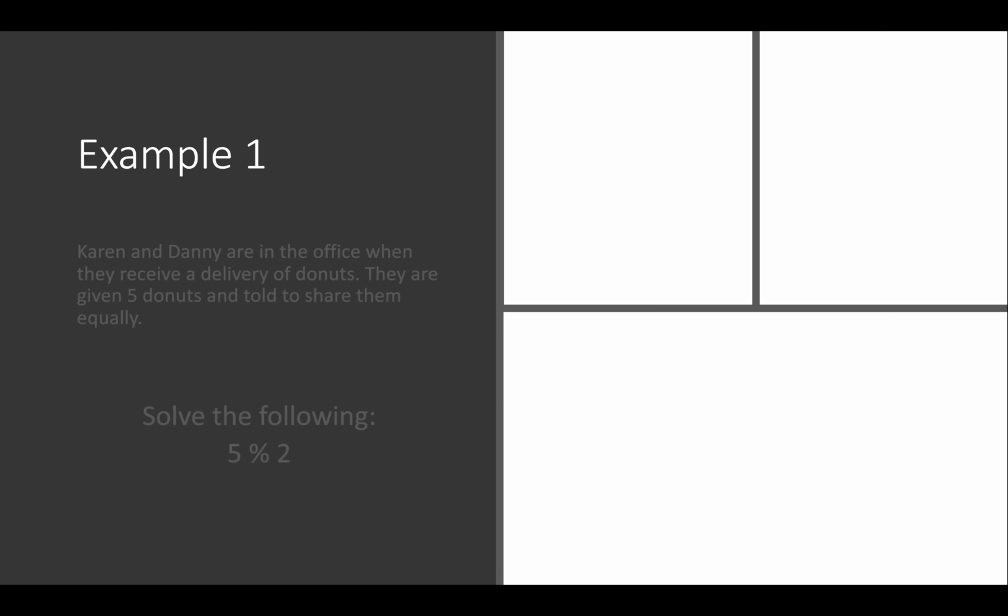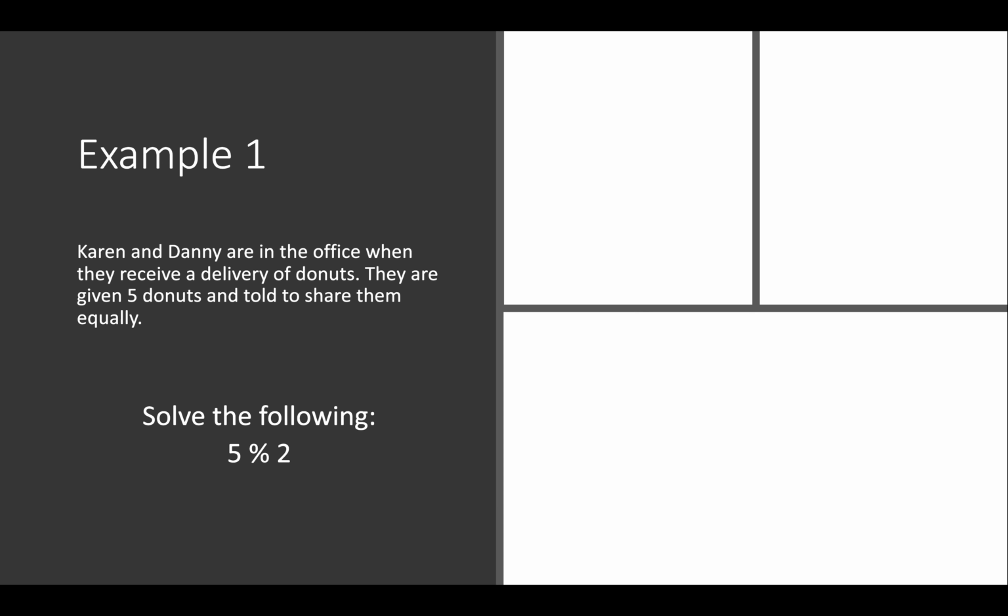So first, example one: Karen and Danny are in the office when they receive a delivery of donuts. They're given 5 donuts and told to share them equally. So this would simulate 5 modulus 2. You have 5 donuts, you have 2 people. How can you figure out what the modulus, or what that remainder is?